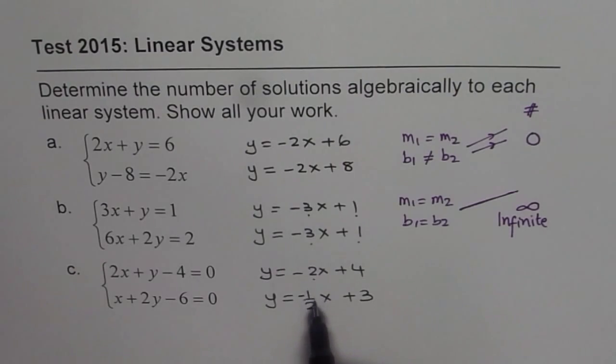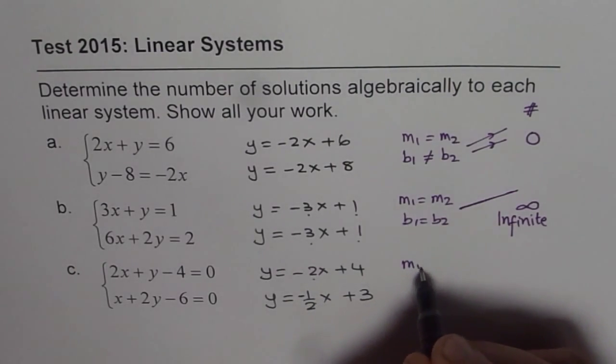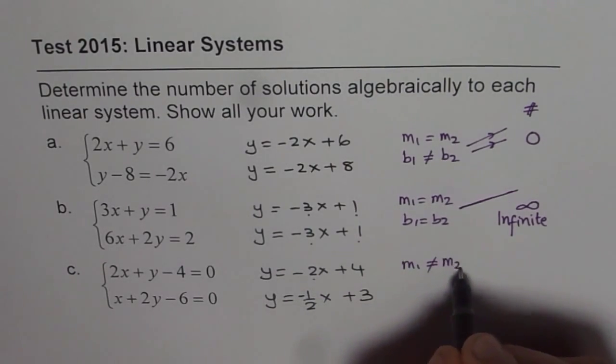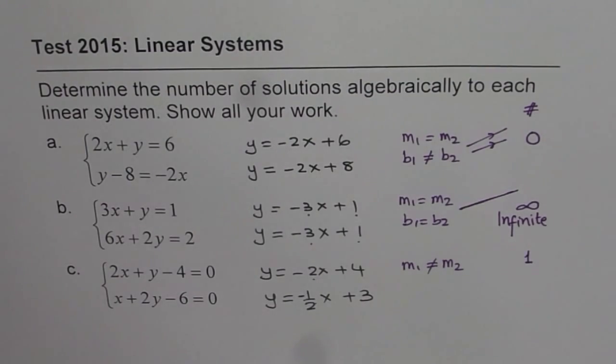In this case, slopes are different. And since slopes are different, we have a unique solution. So the number of solutions for the third one is just 1.